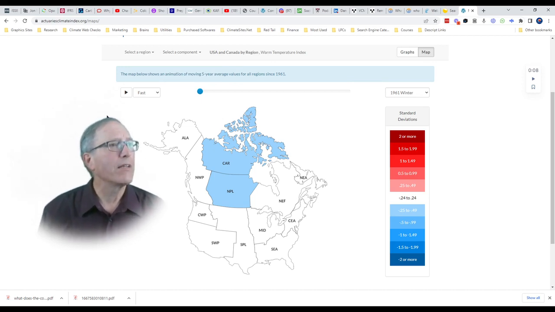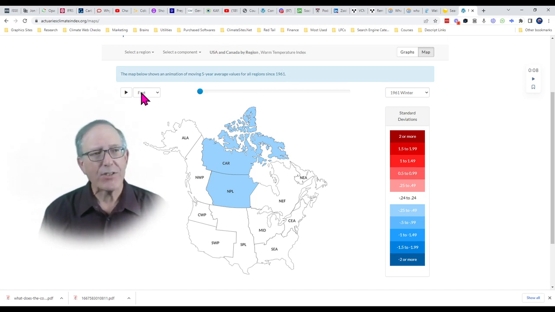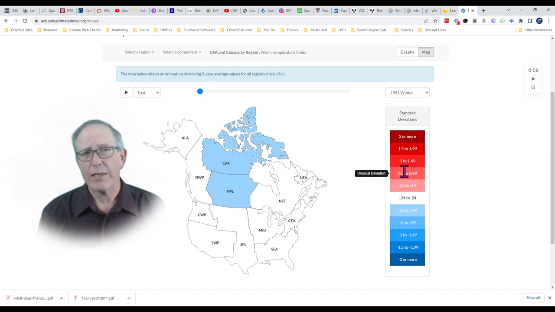And so here I've selected the warm temperature index for USA and Canada by region. I've set it to play fast, so it'll go relatively quickly. And again, what you're seeing is the change in standard deviations from quarter to quarter for each region. And it's notable because different regions in the US and Canada can be doing very different things. And so it's interesting to look at it from a regional perspective.